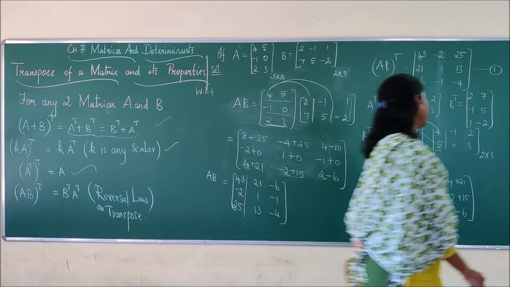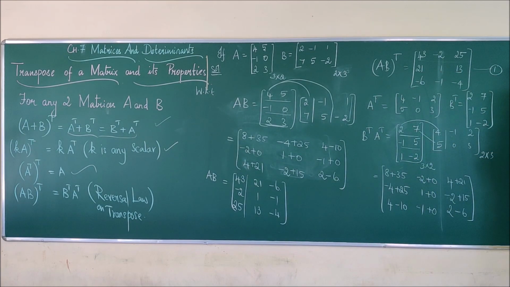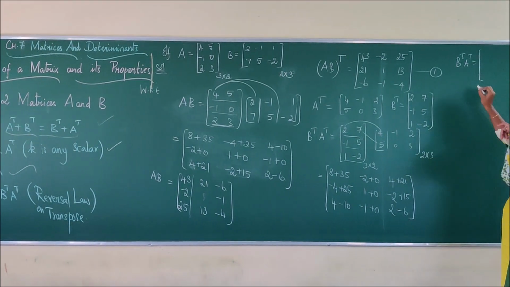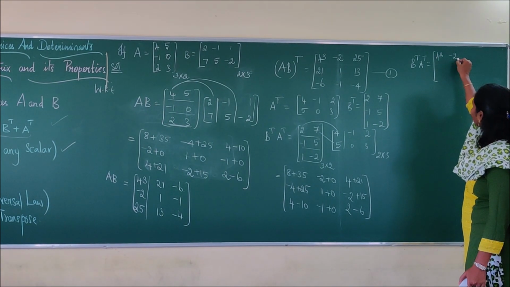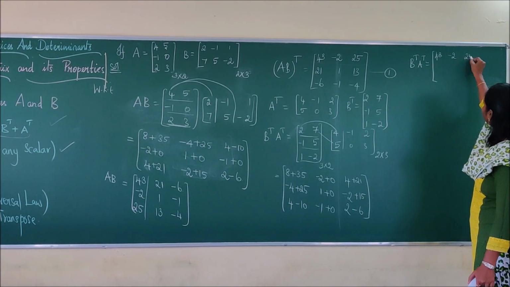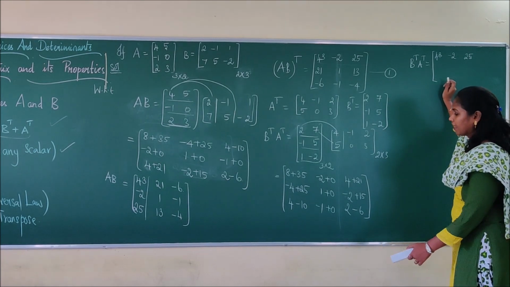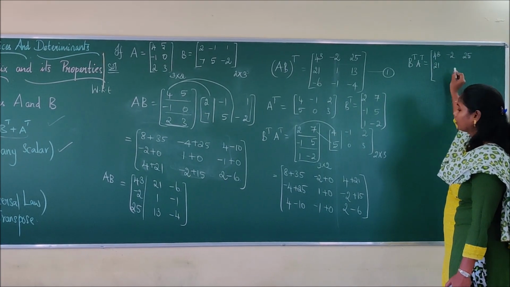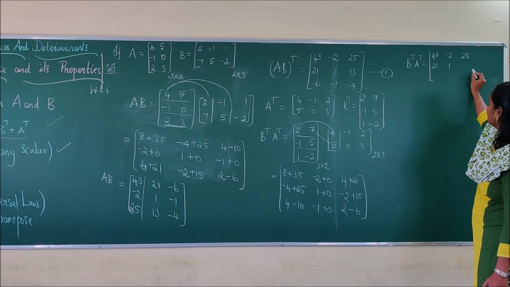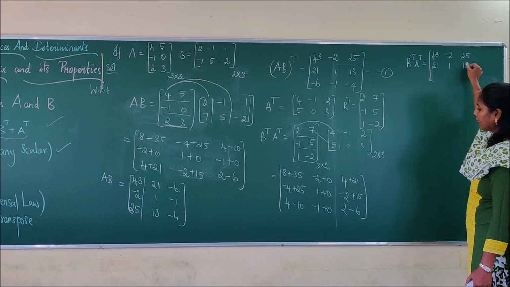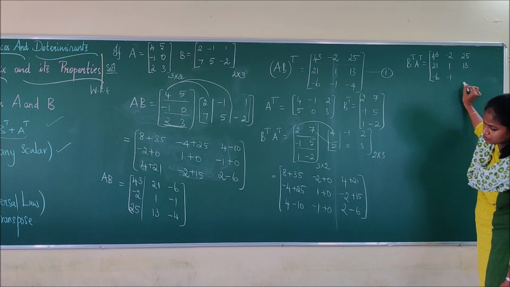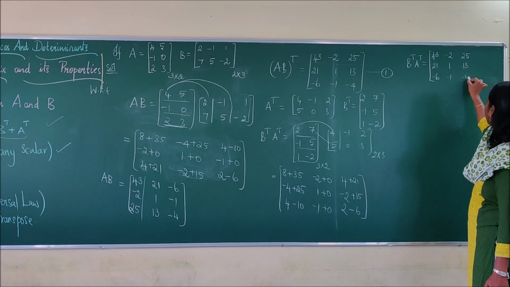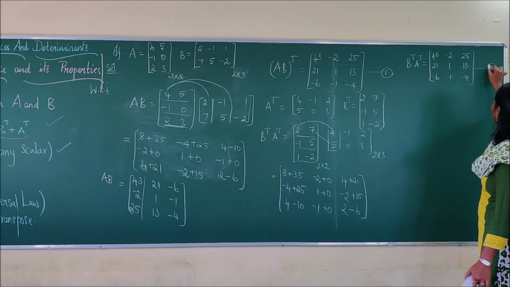Okay. So now simplify this. I'll be getting B transpose A transpose is equal to, see, 8 plus 35 is 43. Okay. Next is minus 2. Next is 25. 4 plus 21 is 25. And again minus 4 plus 25 is 21. And this is 1 plus 0 is 1. Minus 2 plus 15 is 13. And 4 minus 10 is minus 6. Next is minus 1 plus 0 is minus 1. 2 minus 6 is minus 4. And this is my equation 2.